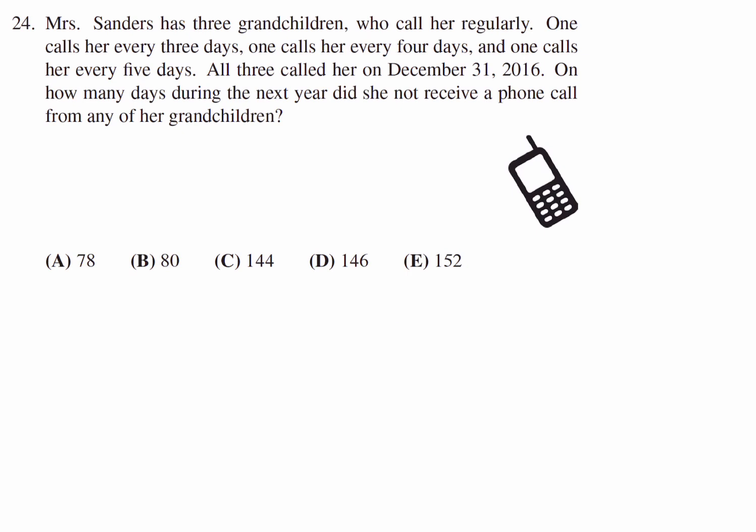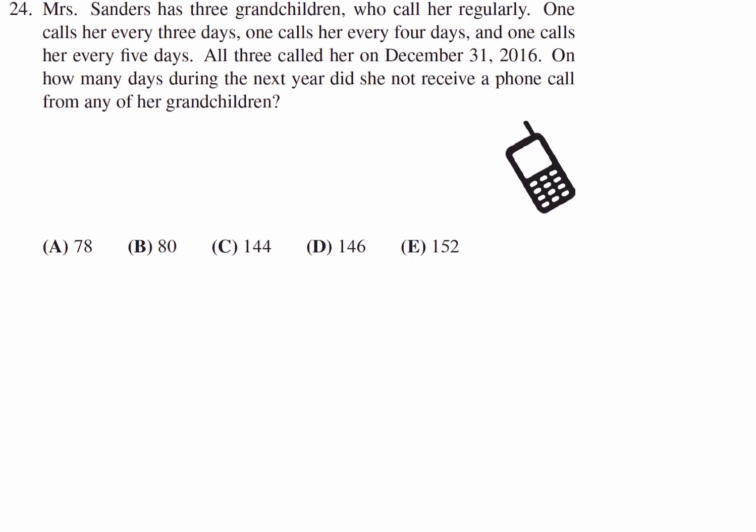Mrs. Sanders has 3 grandchildren who call her regularly. One calls her every 3 days, one calls her every 4 days, and one calls her every 5 days. All 3 called her on December 21st, 2016. On how many days during the next year did she not receive a phone call from any of her grandchildren?